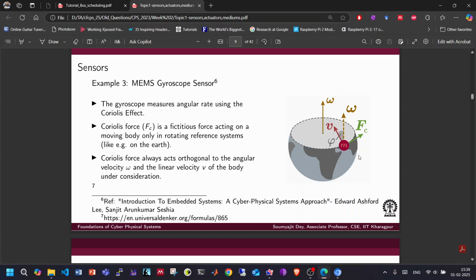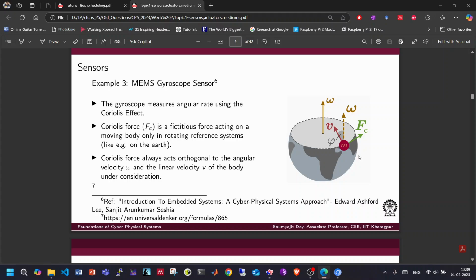Basically, the Coriolis force is a vector. It is not a scalar value, so its direction will be opposite to this force. So we denote it with minus 2m into omega multiplied with the velocity that the object is moving with. Do you understand what I am trying to say?